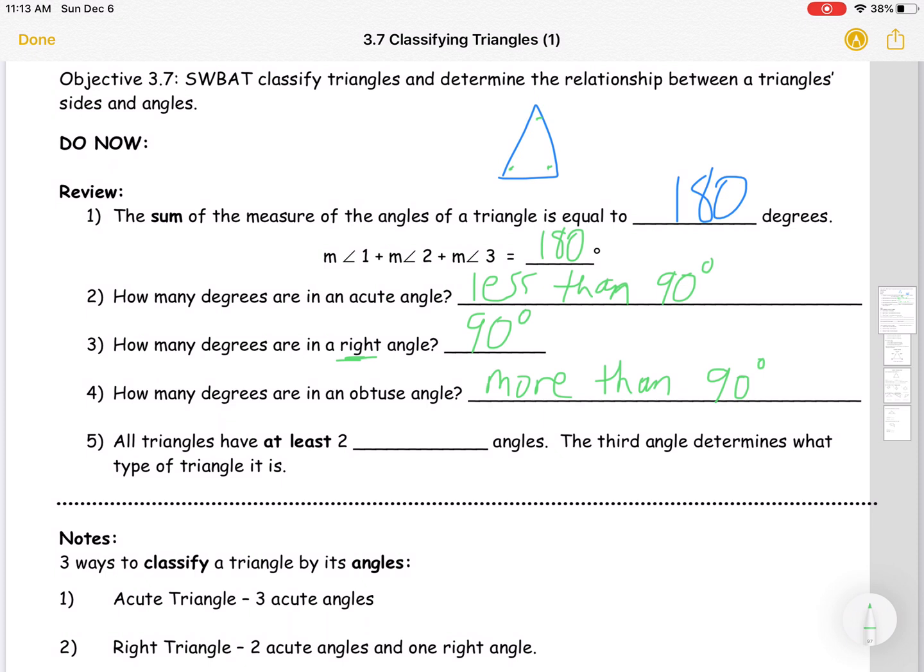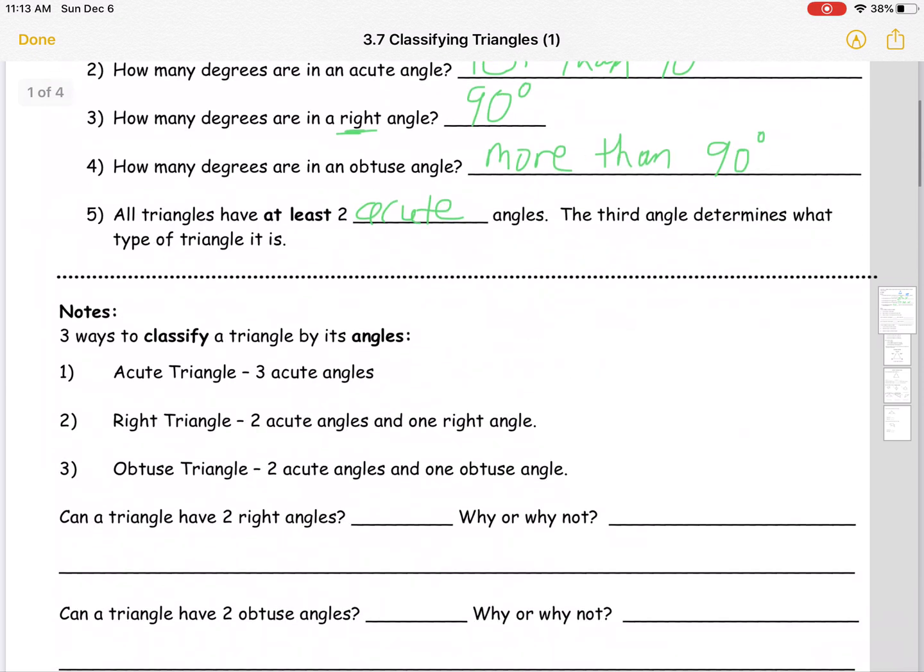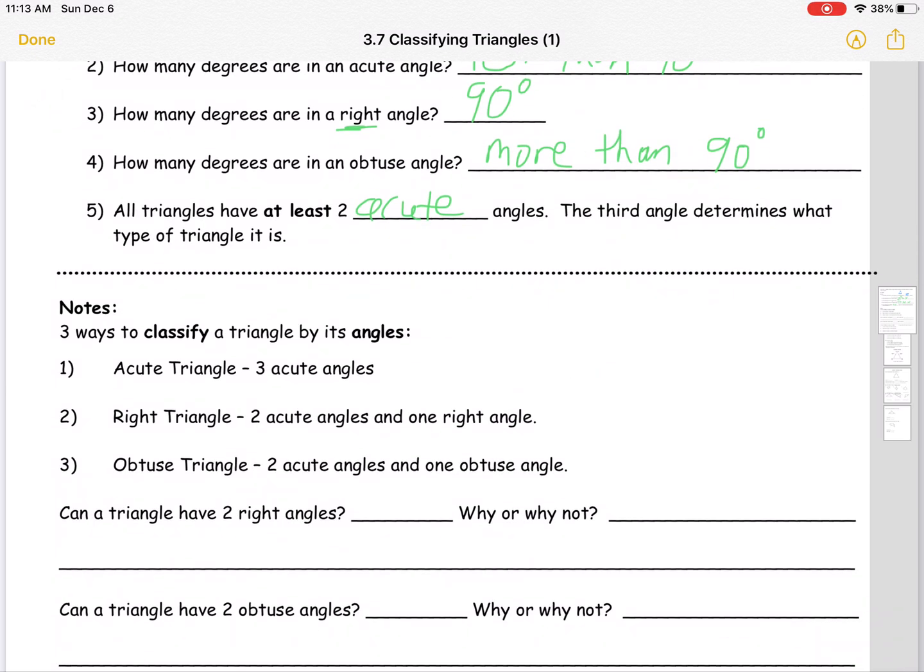Alright? So, all triangles have at least two acute angles, meaning that two of the angles are always going to be acute, and then the third angle is going to determine what type of triangle it is. We're going to talk about that right now. So 3 ways to classify a triangle by its angles. The key words here, acute, right, and obtuse, are the same that we've dealt with in 3.1, except now instead of acute angle, we're going to say acute triangle. A triangle is an acute triangle if it has 3 acute angles. So all of its angles are less than 90 degrees.